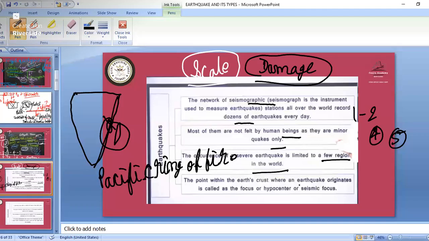The point within the earth crust where an earthquake originates. Inside the earth crust, where that earthquake originates, is called what? Focus or the hypocenter. It is known as the focus, the hypocenter, or the seismic focus. So write this down in your note.